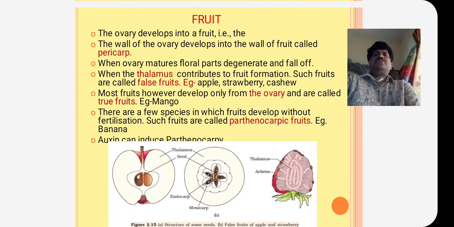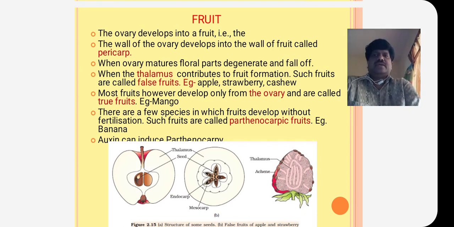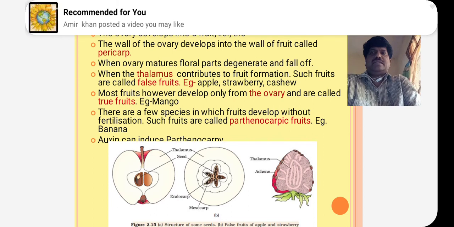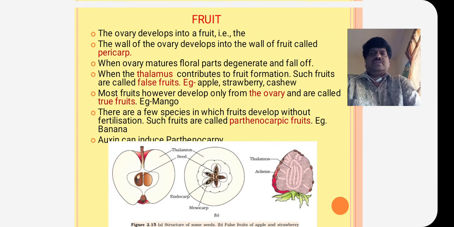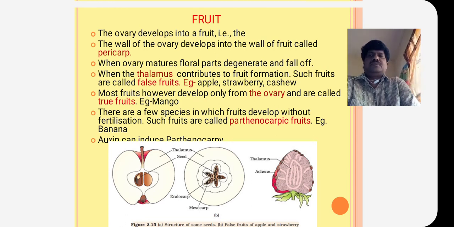Fruit. So in post fertilization, it is the ovary that is transformed into fruit, and the wall of the ovary generally develops into the fruit wall, that is called the pericarp. In class 11 we discussed the pericarp, epicarp, mesocarp and the endocarp. And when there is maturation of the ovary, simultaneously there is also withering or degeneration of other floral parts like the calyx, corolla or the stamens, and they fall off.